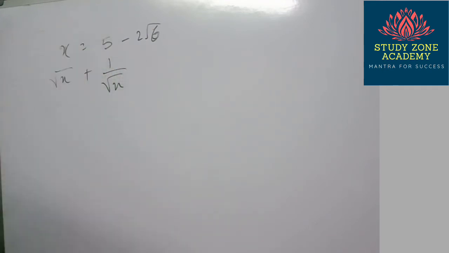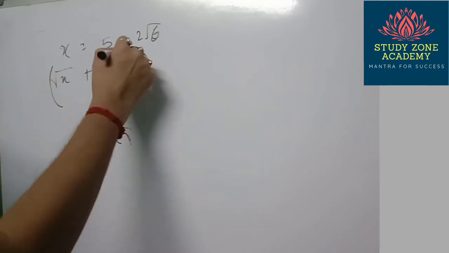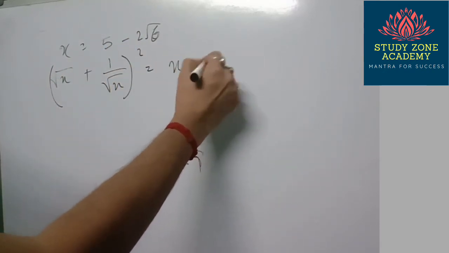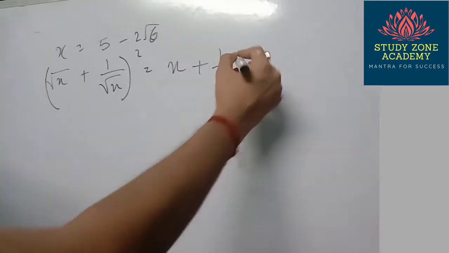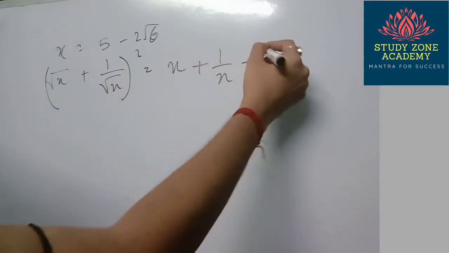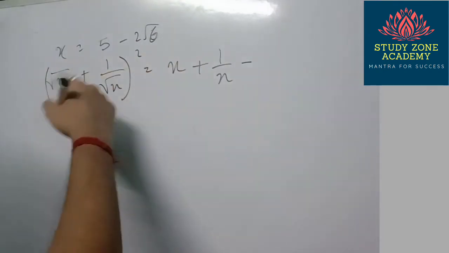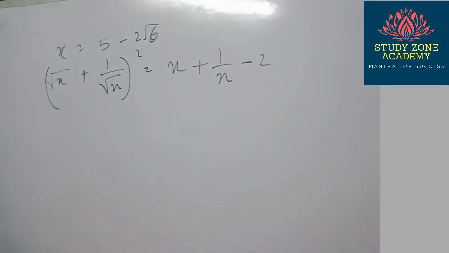We have the value of x. For root we need to work a bit harder. How should we execute it? Okay, let us square this thing. We are going to get x plus 1 by x, and root x is going to get cancelled, and we'll be left with plus 2. This is what we are getting.